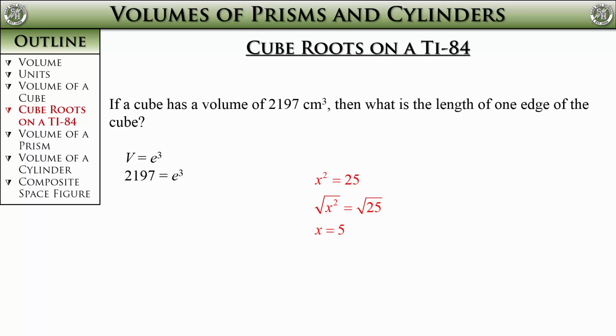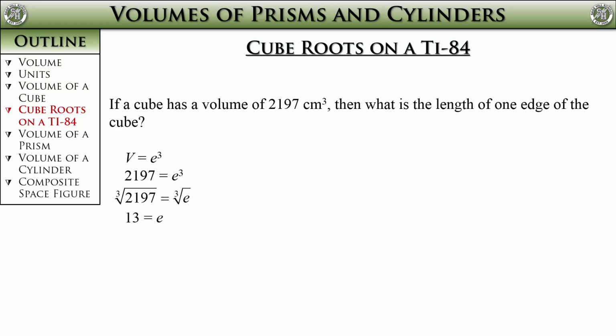Here we have a cube, E cubed. In order to cancel out the cube, I need a cube root, which looks like this. The cube root will cancel out the cube and leave us with an answer of 13. The edge of our cube is 13 centimeters long. Now I don't know which calculator you are all using, but you need to know how to take a cube root on it. You should try it out with the 2,197 to make sure you get 13 as an answer.